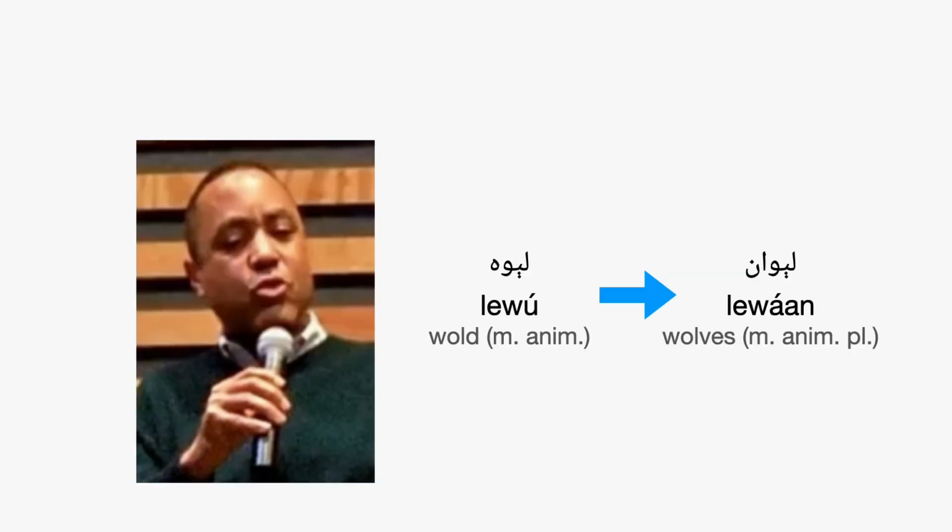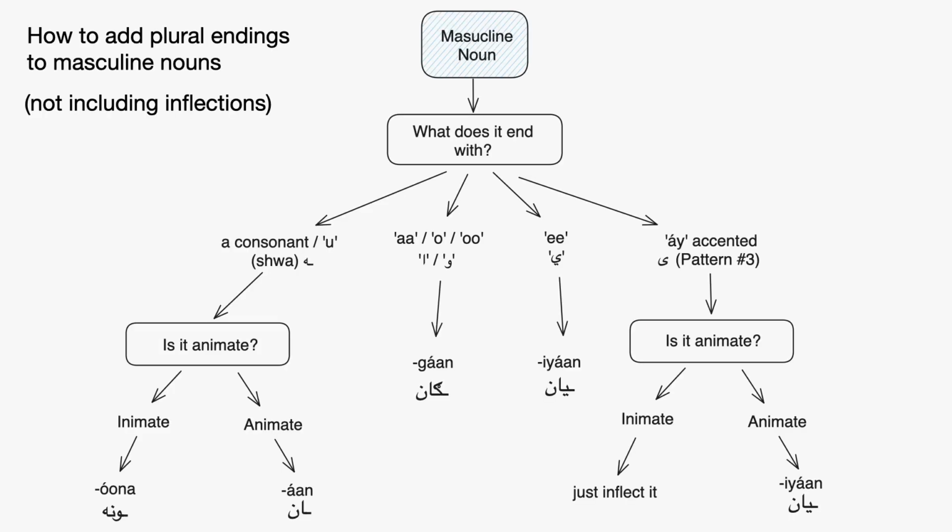Okay, he gave us another example here. Wolves, lewan. Well, the singular form of the word is actually lewa for a wolf. And remember, when we have a schwa sound on the end, we cover over it with the ending. And here we're going to use the animate an ending for lewan and wolves. And again, that just perfectly follows our little decision tree here.